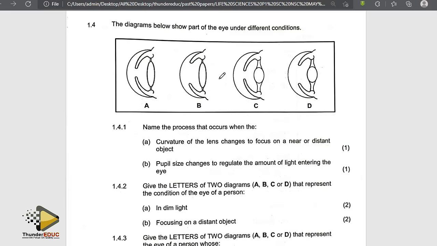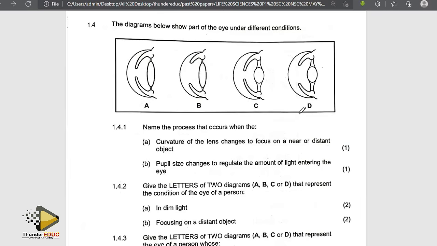While this space shows that more light is entering, so it could be for dim light, this one shows that less light is entering, which could show that it is for bright light. It means that this person is dim light, near object. Bright light, near object, bright light, near object, and then dim light, far object, dim light, far object.